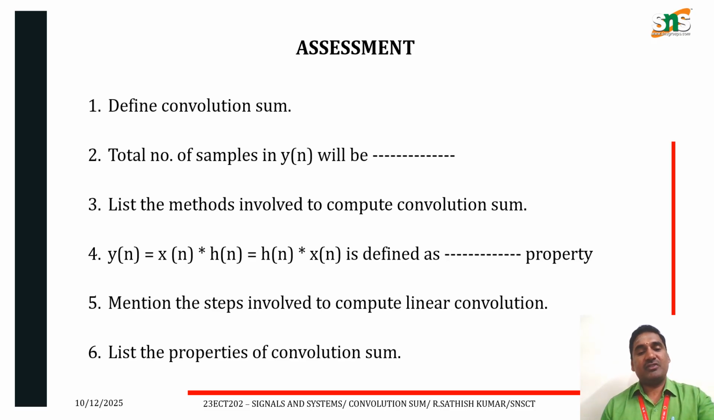List the properties of convolution sum. They are divided into 3 properties: commutative, associative, and distributive.